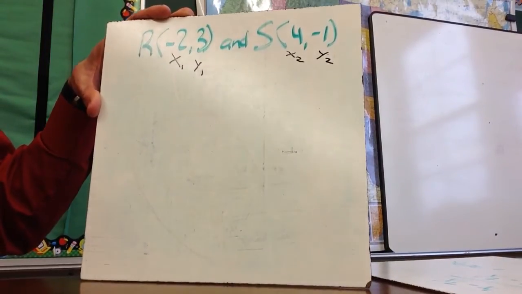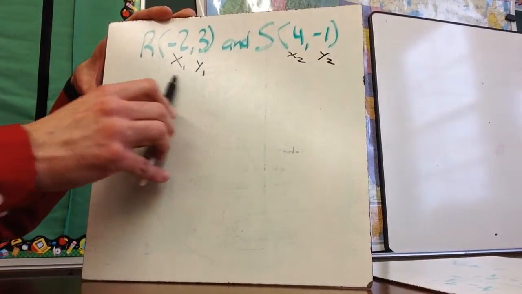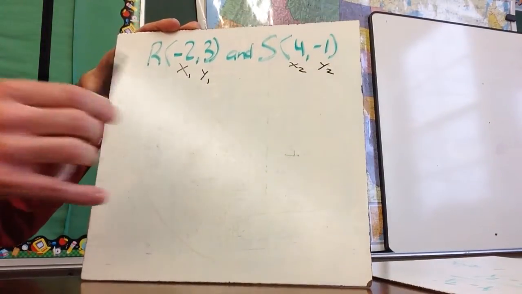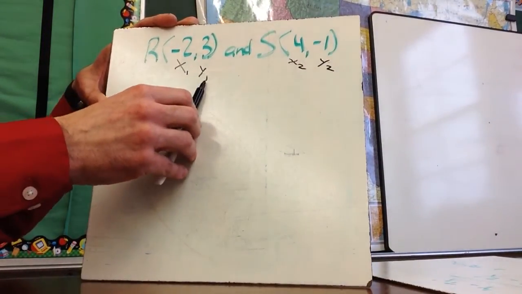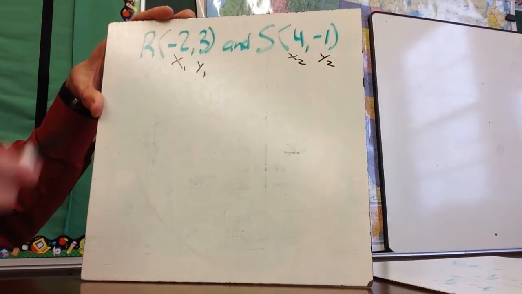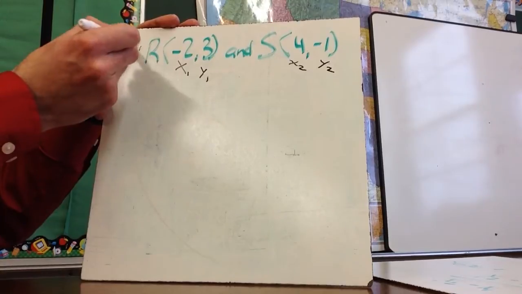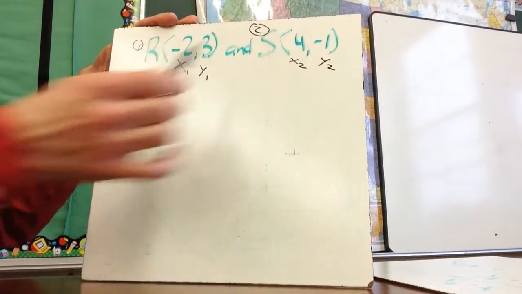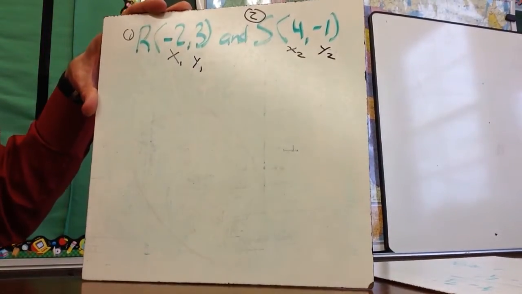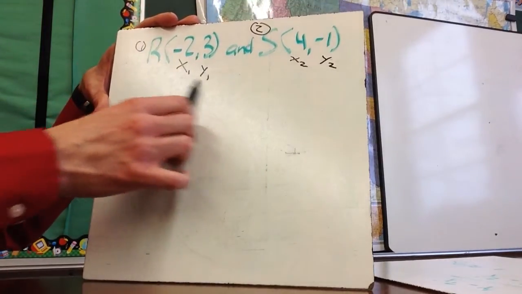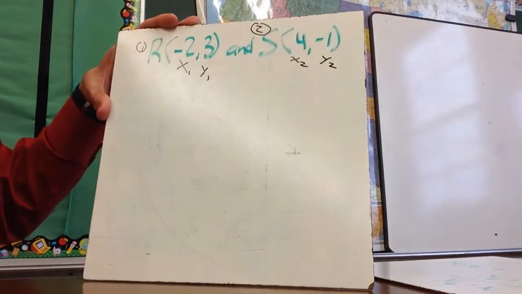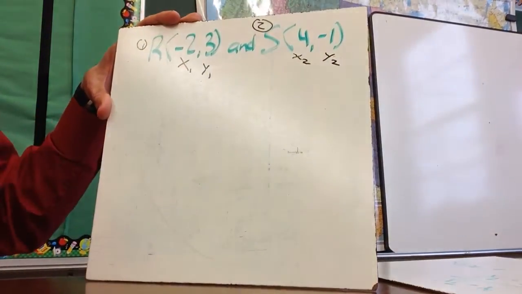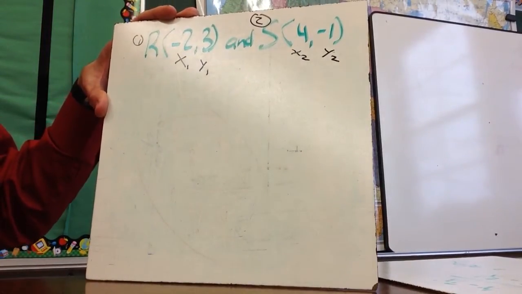In the end, it actually doesn't matter which one you call 1 and 2, as long as both of these are 1s or 2s, and then these would be the other. So this could have been x2, y2. You just can't go x2, y1, x1, y2. So the idea is I'm calling R point 1, and I'm calling S point 2. This is the x and y of point 1, and this is the x and y of point 2. For people who are often confused, the easy thing is to always make the first point 1 and the second point 2. There are times when it's easier to make this the 1 and this the 2, but if that's going to confuse you, then it's not easier. So don't worry about it.